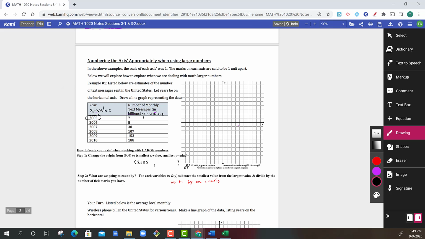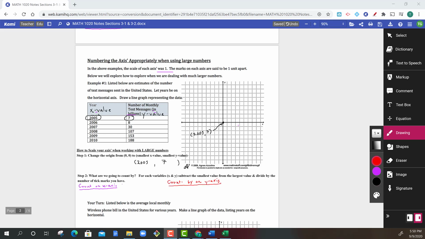And the smallest y value just happens to be part of that same ordered pair, which is 7. So I'm going to draw a line to this point just to remind myself the origin is no longer 0, 0. It's 2005, comma 7.